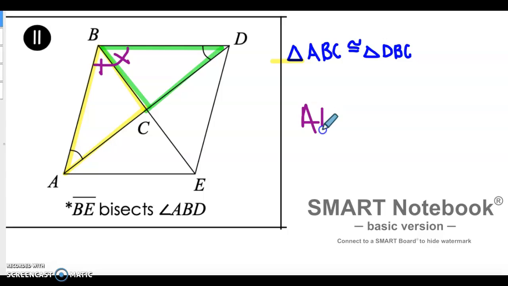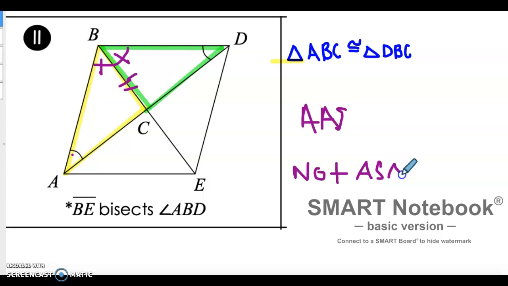So we have angle, and then let's look at BC. BC is highlighted both yellow and green because it is a side in both triangles. Since it is a part of both triangles, we know that it is congruent to itself. So now for our triangle congruence theorem, we have angle, angle, side. This is not angle, side, angle.